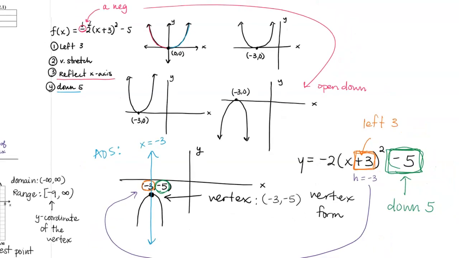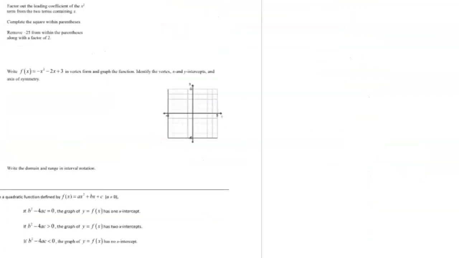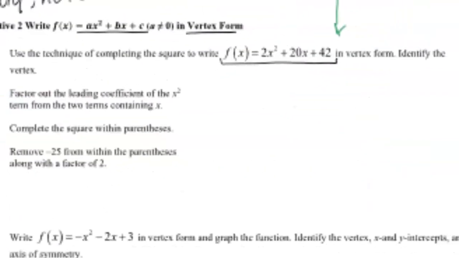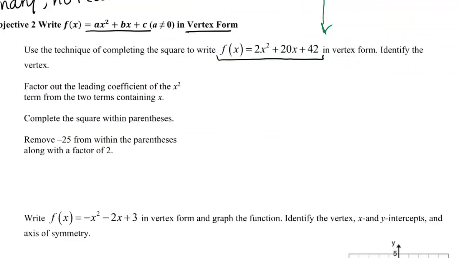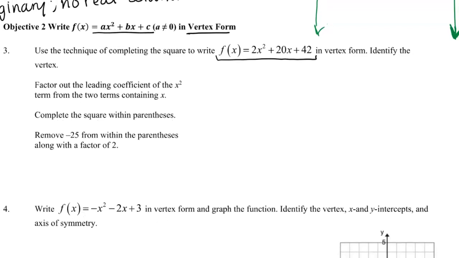Because in this example that I made up, we looked at how far left the graph went and how far up or down the graph went to be able to turn that into our vertex. But that's because this is written in vertex form. This here is not written in vertex form. This here is written in standard form. So now we're going to talk about how we change that to vertex form.